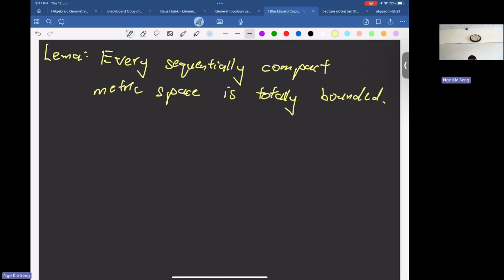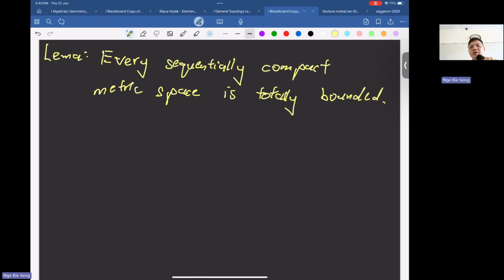Okay, so it says that if every sequence has a convergent subsequence, then you can actually bound your metric space with finitely many epsilon balls for all epsilon. Kind of strong, huh? Or if you have a convergent subsequence, then you can bound your set using finitely many epsilon balls.